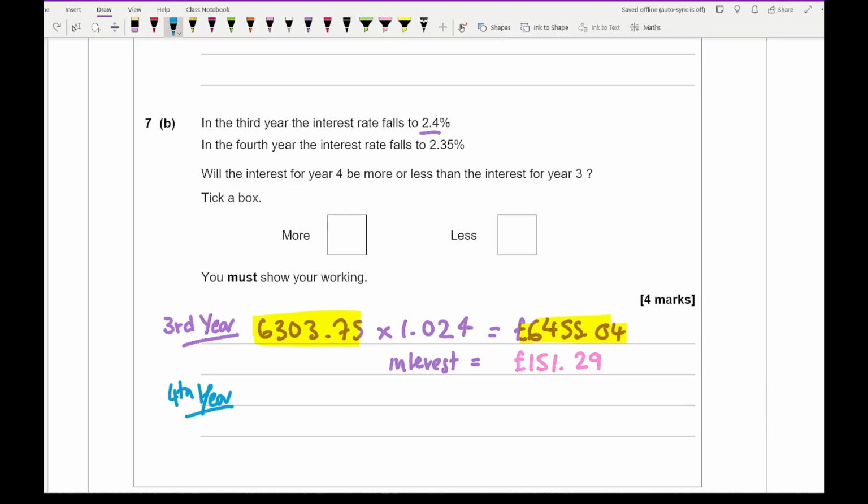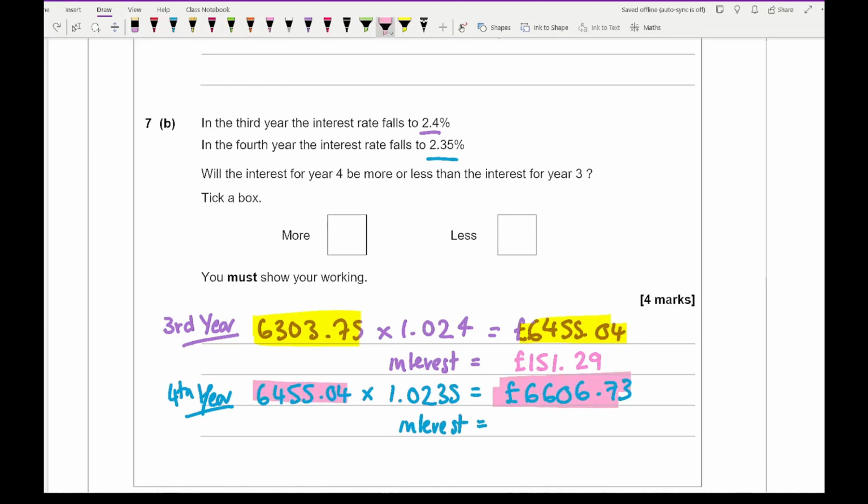in which the starting amount is now 6455.04. I multiply that by a percentage increase of 2.35%, so that's going to be 1.0235. If I type that into my calculator, I get an answer of 6606.73. Then working out the interest I've accumulated in that fourth year, I do that by taking away this number from this number, in which I get an interest amount of £151 and 69 pence.